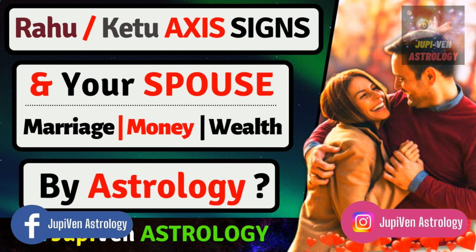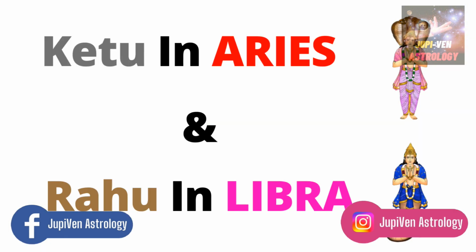Let's directly start with what will happen when Ketu is placed in the sign of Aries and Rahu is placed in the sign of Libra. So this is like a full one thing. If Ketu is placed in your Aries sign, that means Rahu will automatically be placed in the sign of Libra in your chart. So Ketu in Aries, Rahu in Libra. If this is the placement, then what will happen in your chart?